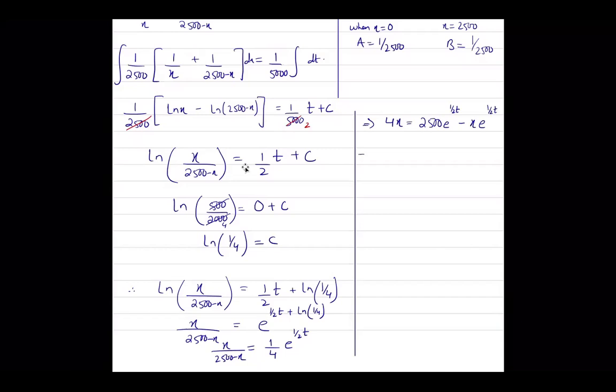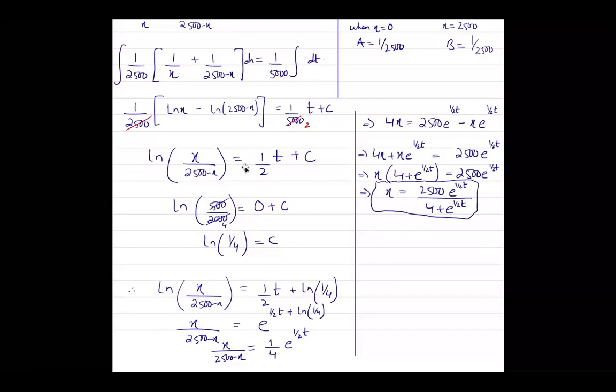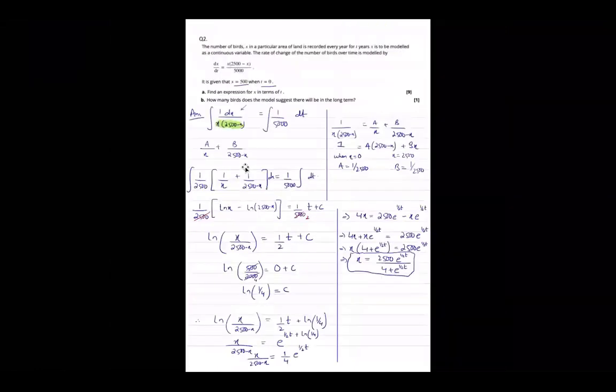Collect all the x terms on the one side. 4x plus x e to the power of half t is equal to 2500 e to the power of half t. Take x common. So x is going to come out as 2500 e to the power of half t upon 4 plus e to the power of half t. This is your expression of x in terms of t. Okay? This is the answer to the first part.